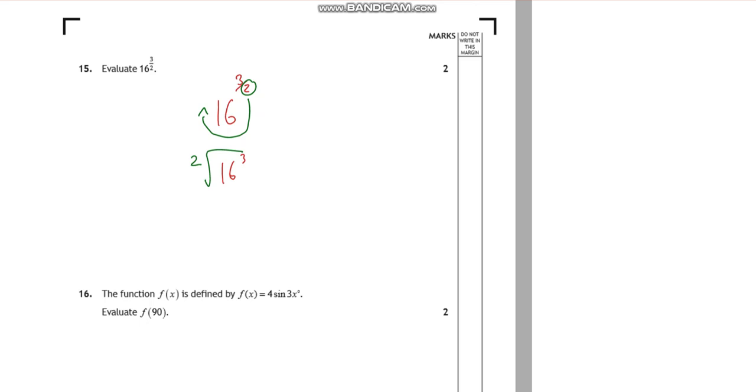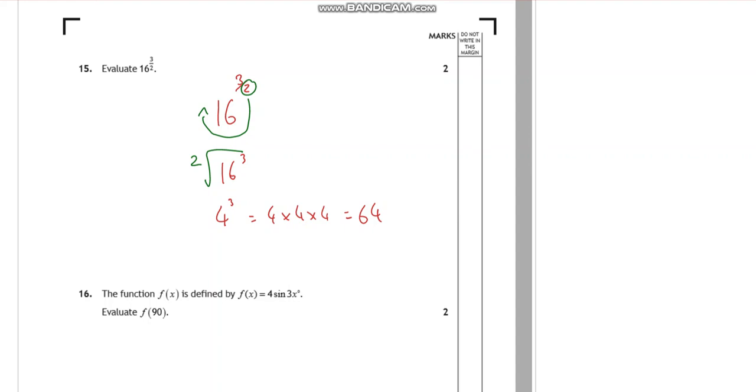So the square root of 16 is going to be 4, and 4 cubed is 4 times 4 times 4, which is 64. So again, you know what you're doing. It's a nice little question, I think. I'll just go through a few more with you.